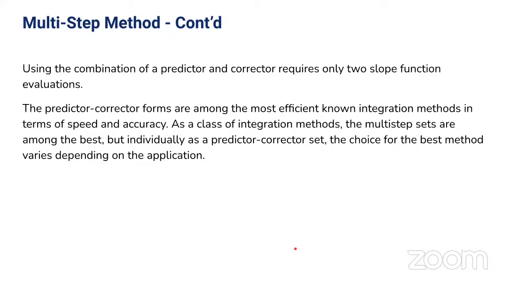Thank you. So using the combination of a predictor and corrector method requires only two slope function valuations. The predictor-corrector forms are among the most efficient known integration methods in terms of speed and accuracy. As a class of integration methods, the multi-step sets are among the best, but individually as a predictor-corrector set, the best choice for the best method varies depending on the application.